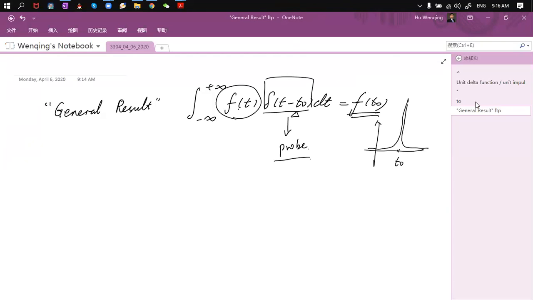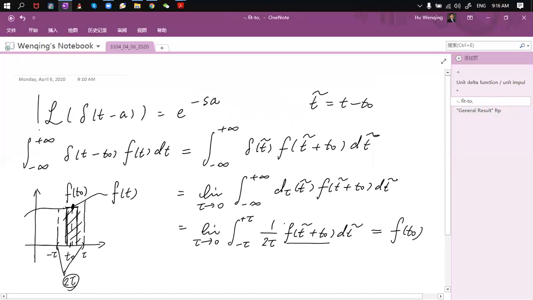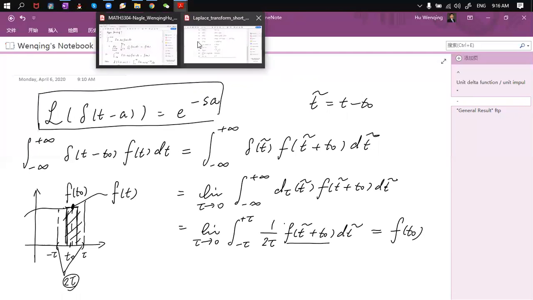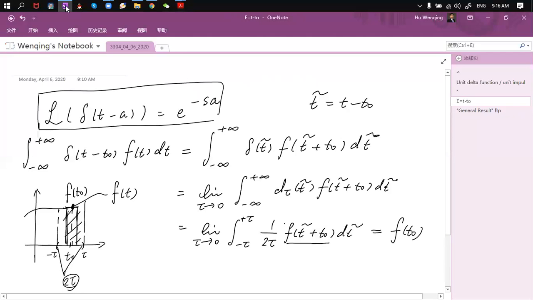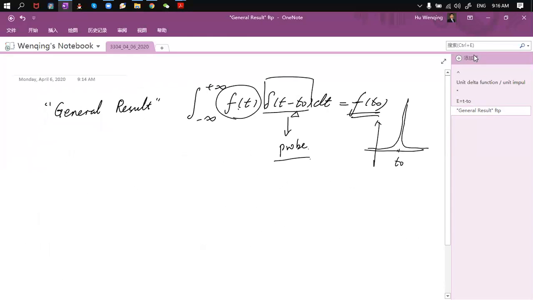Now I would like to come back to this formula. This is the last line of our table. The last line of the table, line 20, says that delta of t minus a is transformed to e to the power minus as. Now I'm going to ask you the following question.